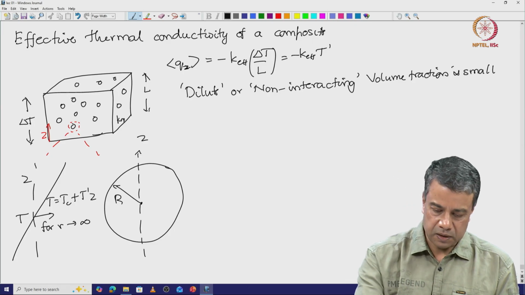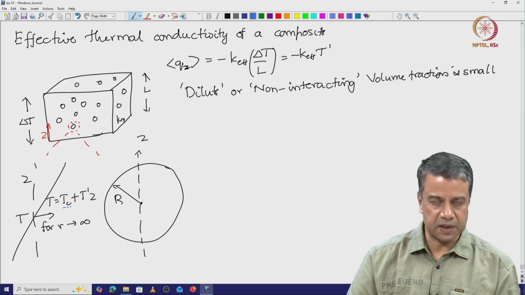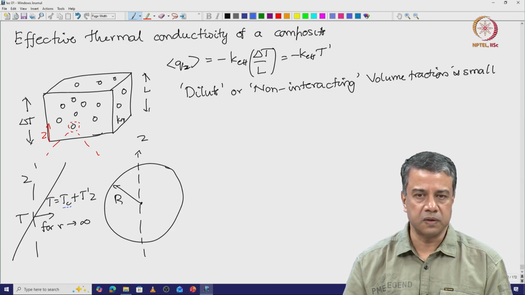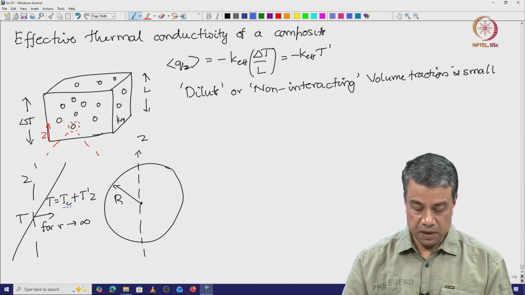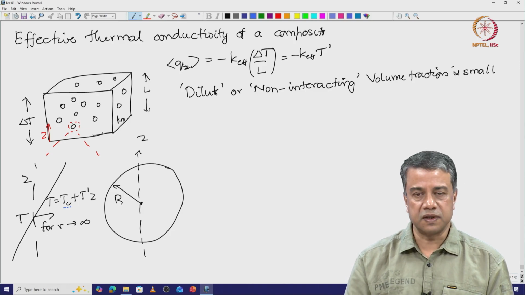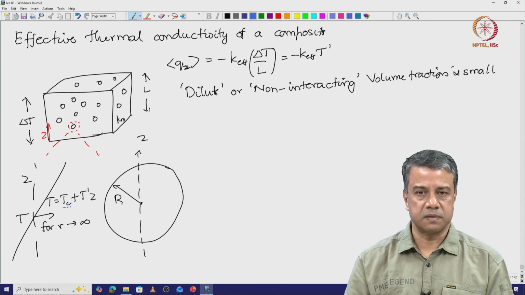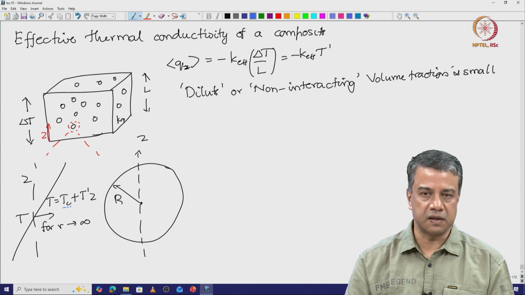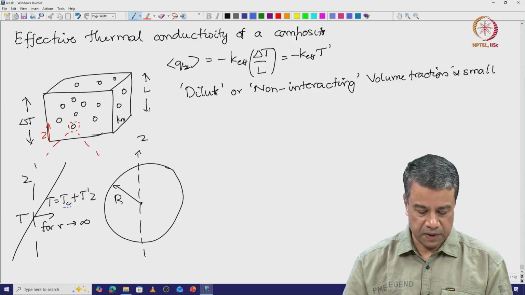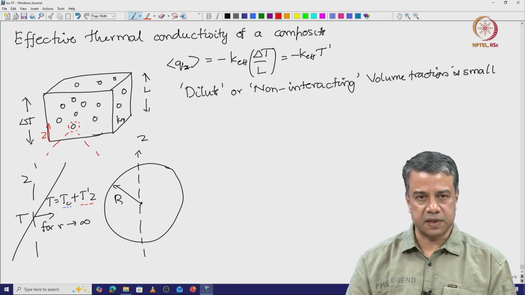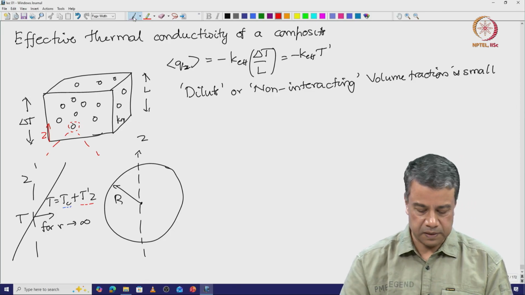And I told you that the total flux cannot depend upon the temperature at the center, because if you change the temperature by a constant value, the flux does not change. So, to the temperature field around this particle, if I add a constant temperature, there is no change in the flux, because the flux is related to the gradient of the temperature. Therefore, I can just consider this second part, T is equal to T prime z, as the temperature far from the particle.